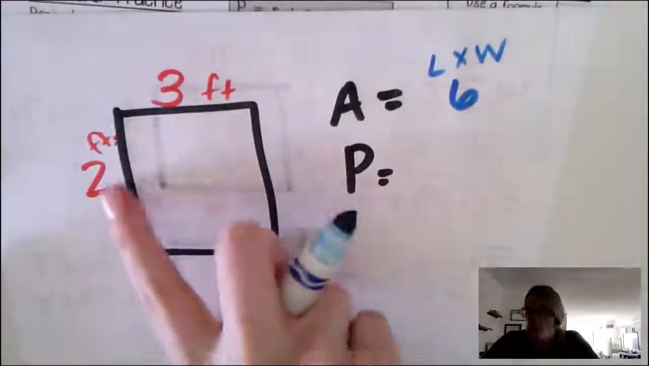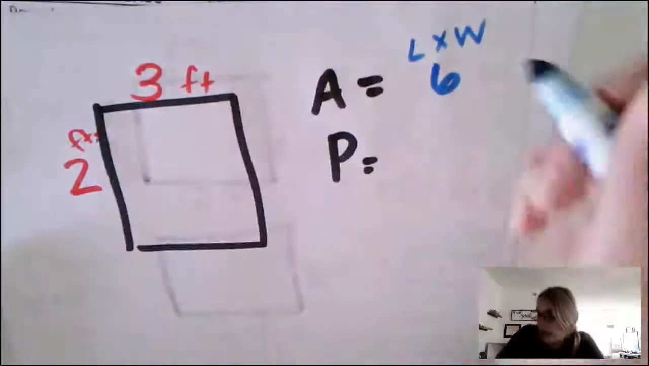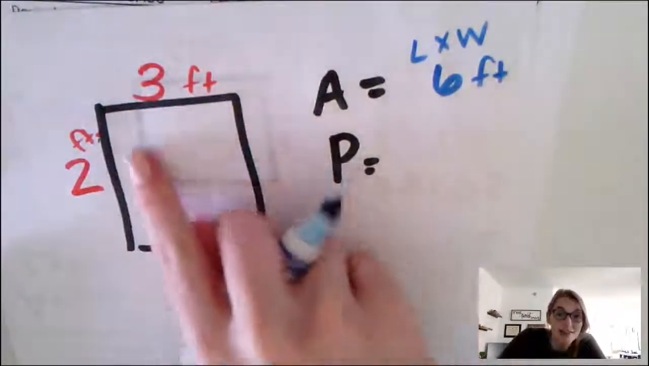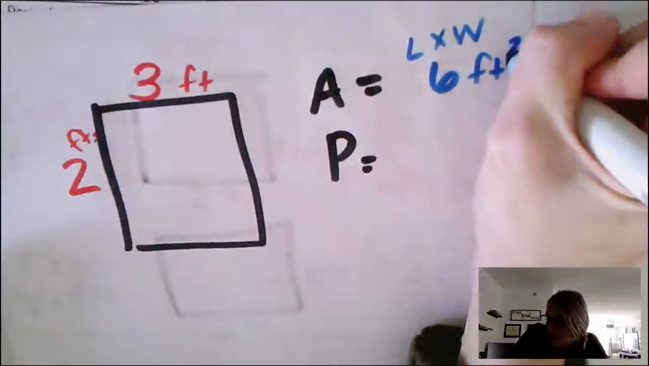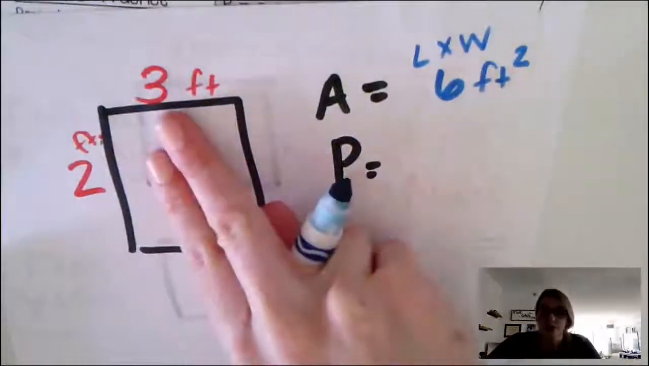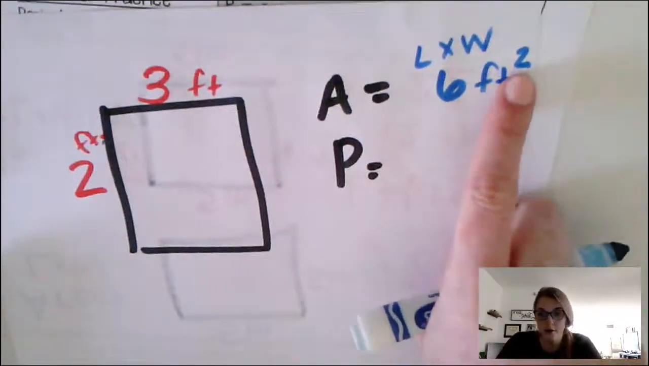So we know that 3 times 2 is 6, and now we need to look at our units. We are working in feet. And because it's area, we're talking about inside the square. We're multiplying, so it's squared. 6 feet squared. We have our units of feet, and we know it's squared because we're talking about area.